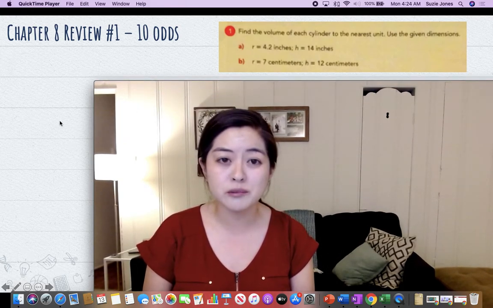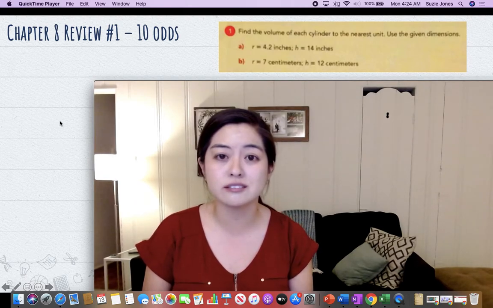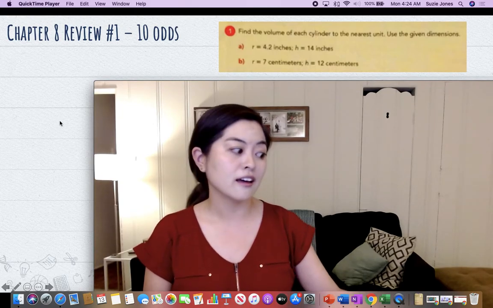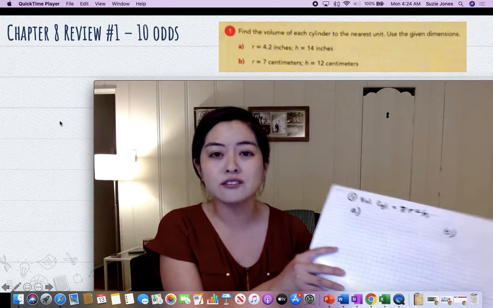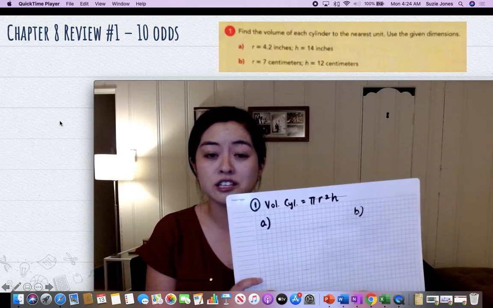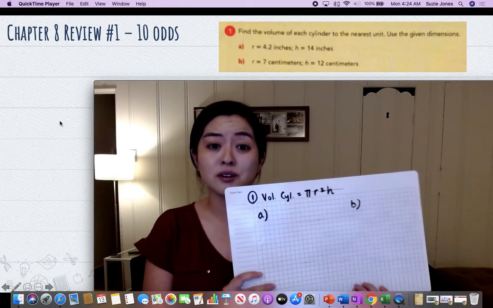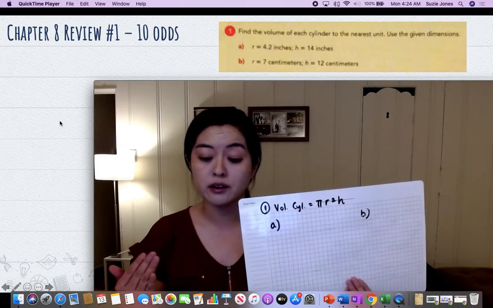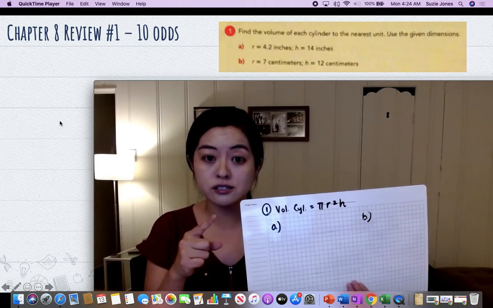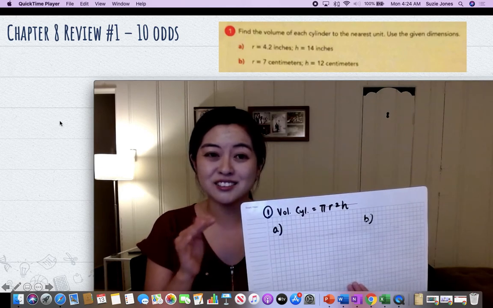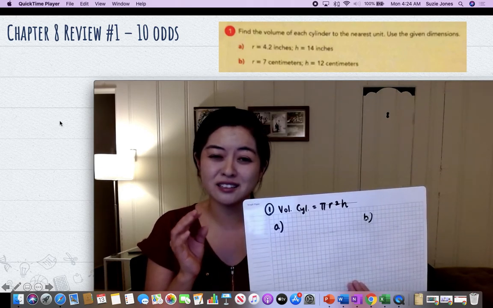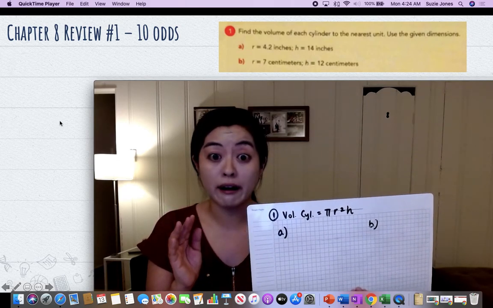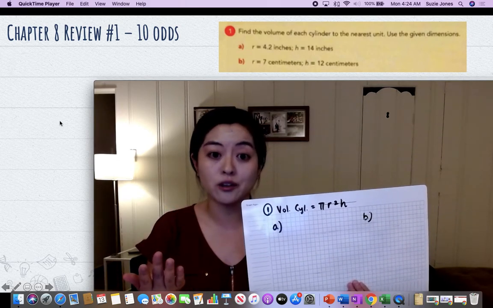So the first problem that we're going to do, you guys can just read it on your own. Pause the video if you need to read it. Okay. So it says to find the volume of each cylinder to the nearest unit. And so in this case, we're going to round it to the nearest whole number. And the directions before these problems, numbers 1 through 10, is said to use 3.14 as an approximation for pi, unless it said so otherwise.